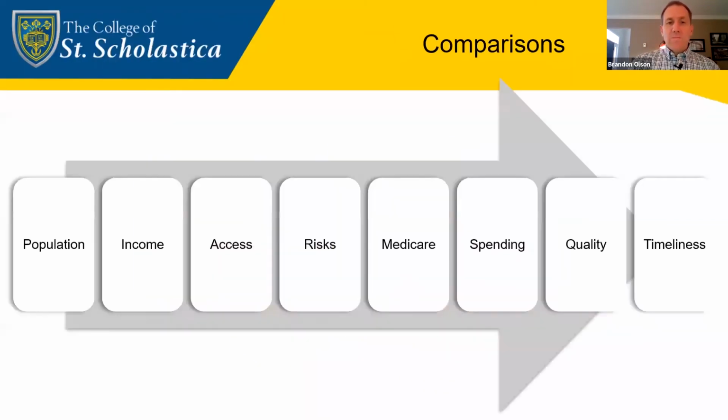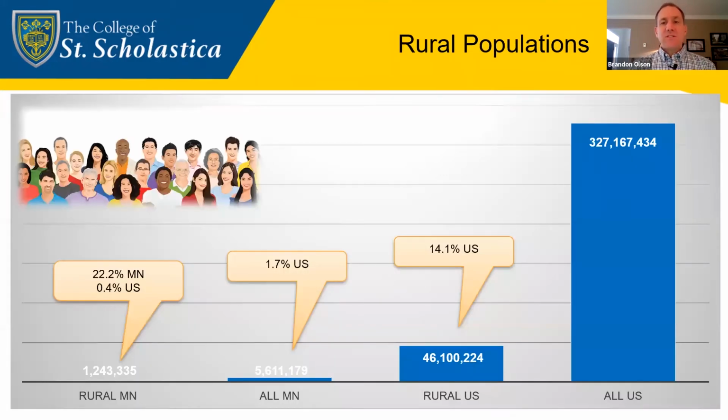All right, so now I'm going to take a look at some comparisons between the rural populations in the county and across the country. Looking at populations, income, access, risks, Medicare enrollment, spending, quality, and timeliness measures. So first, taking a look at the rural populations.